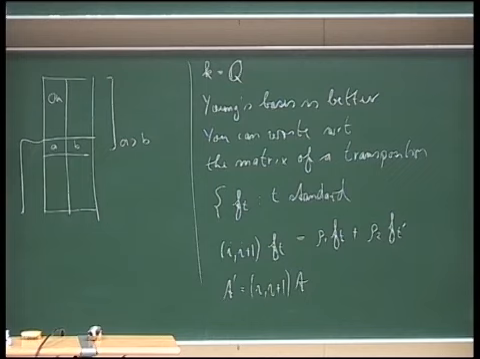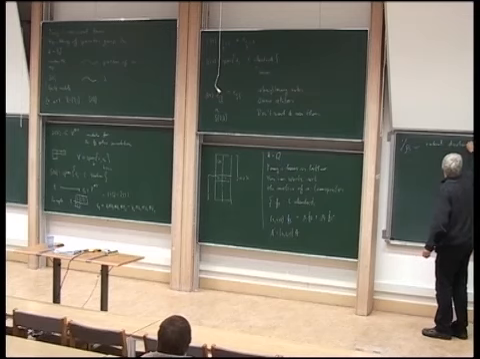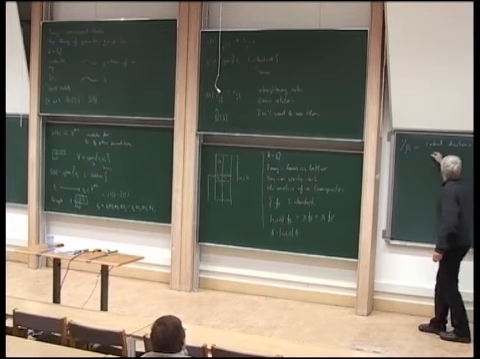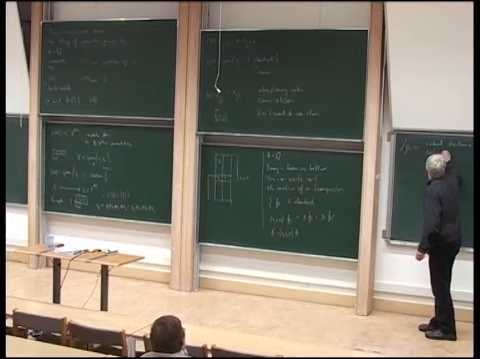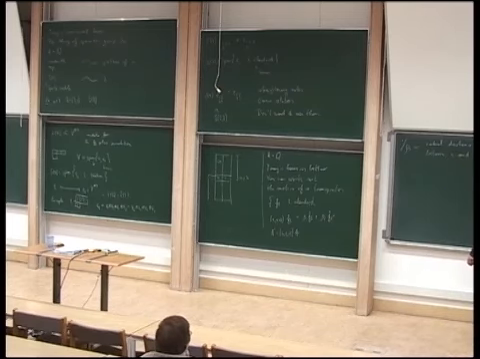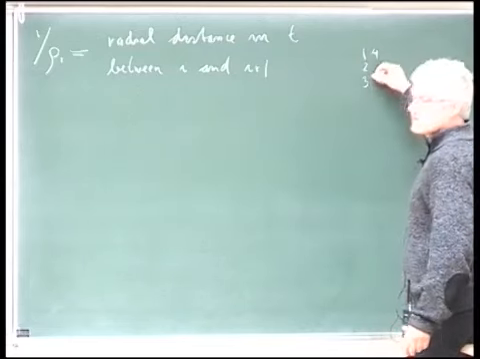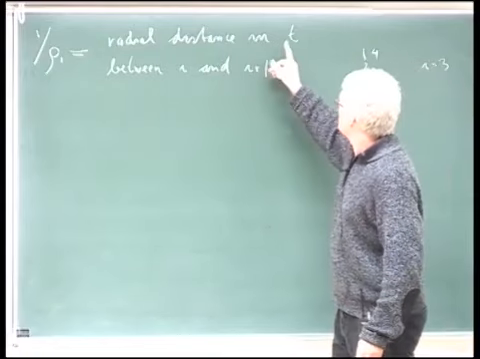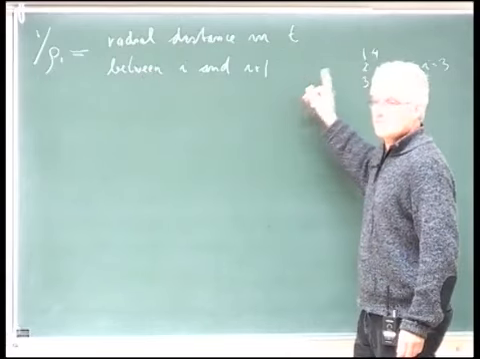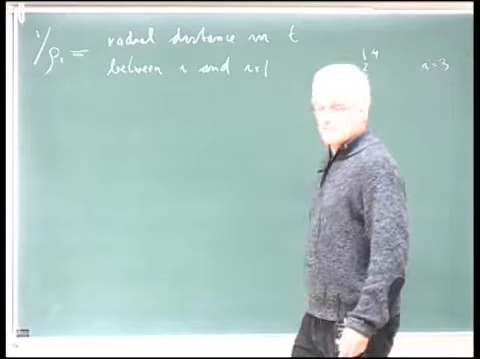And rho 1, or 1 divided by rho 1, is the radial distance in T between i and i plus 1. So if I, for instance, take 1, 2, 3, 4, and I take i equal to 3, then this distance is 3. And actually say here the distance from i to i plus 1, because there's a sign here. If I change, I get a minus. So I should say from i to i plus 1.